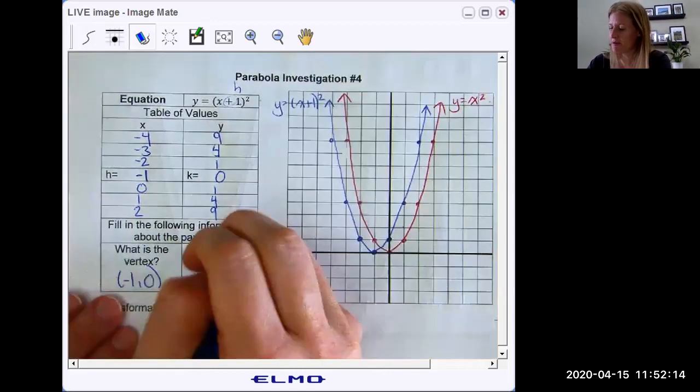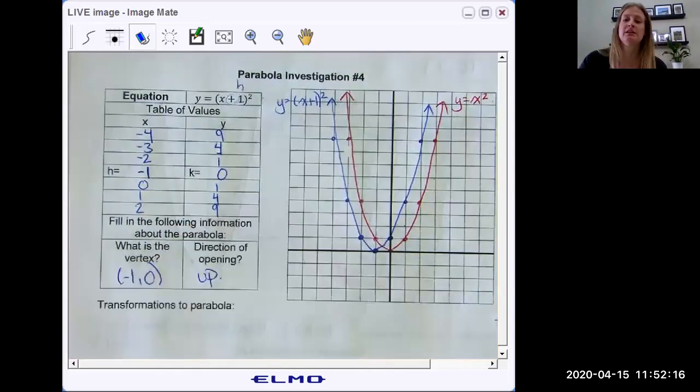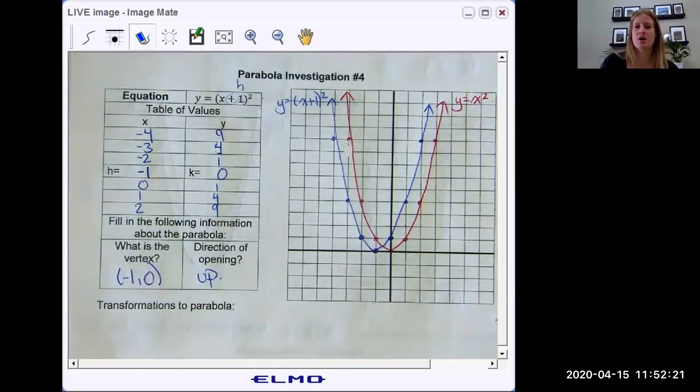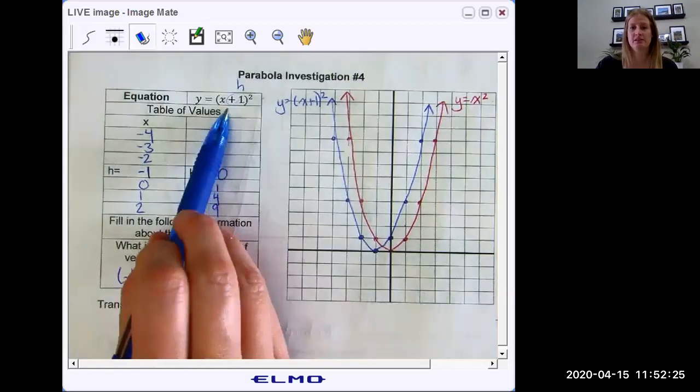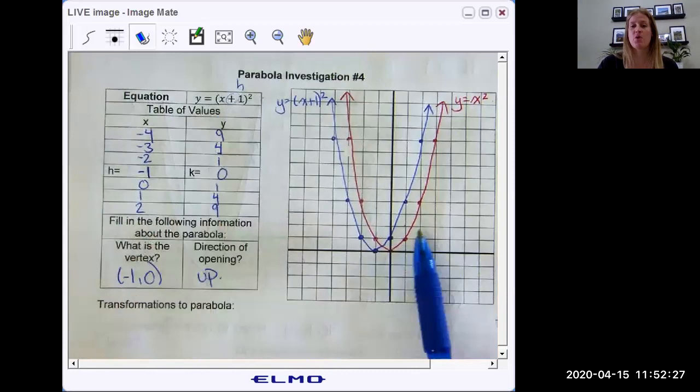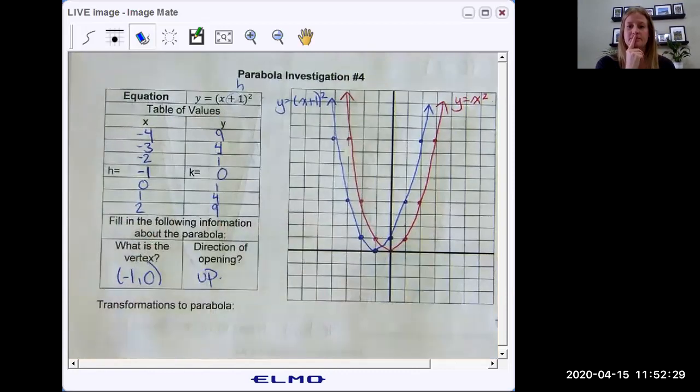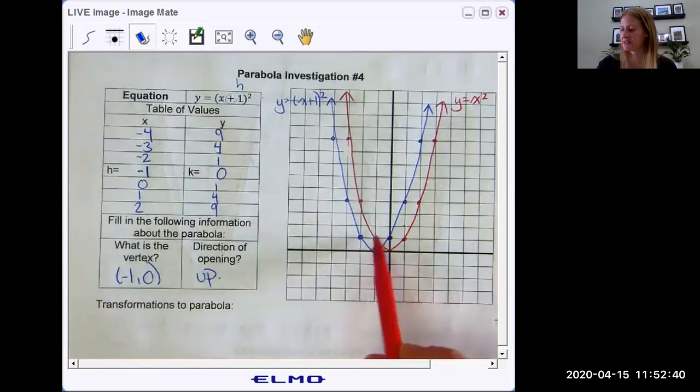So we can see that this parabola still opens up. But what's changed? Tell me what transformation applied to our parabola of y equals (x + 1) squared makes it different from y equals x squared. Tell me in the chat. Every point has moved 1 to the left.